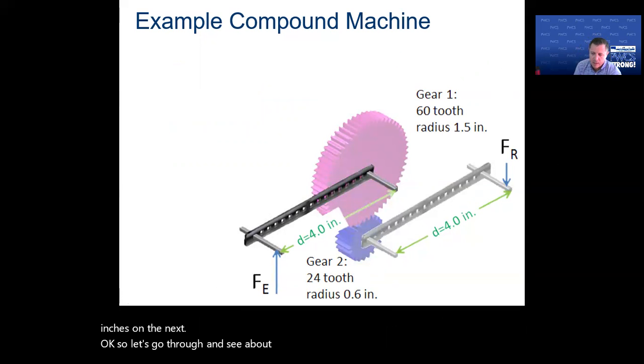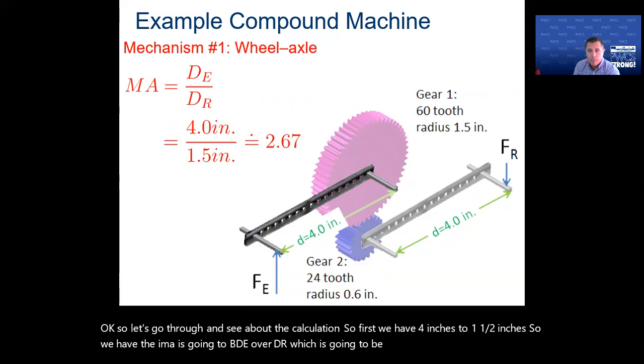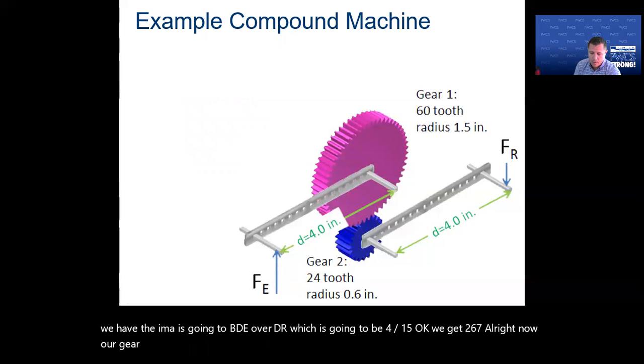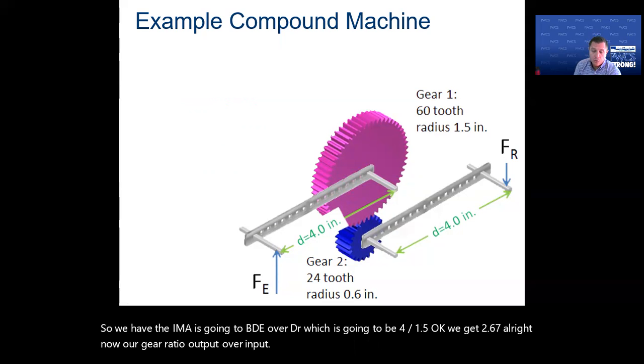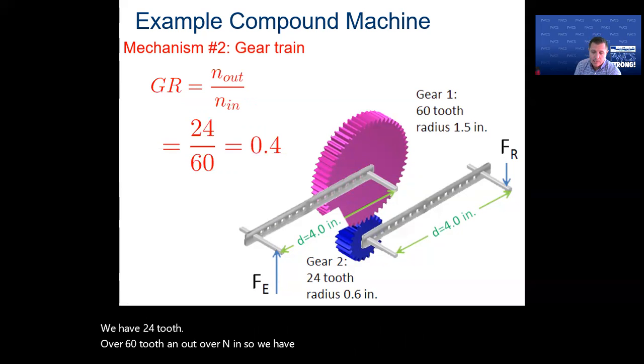So first we have 4 inches to 1.5 inches. The IMA is going to be DE over DR, which is 4 divided by 1.5. We get 2.67. Now our gear ratio, output over input: we have 24 tooth over 60 tooth, N out over N in. So we have 24 divided by 60. We get 0.4, and that's the gear ratio of our machine.